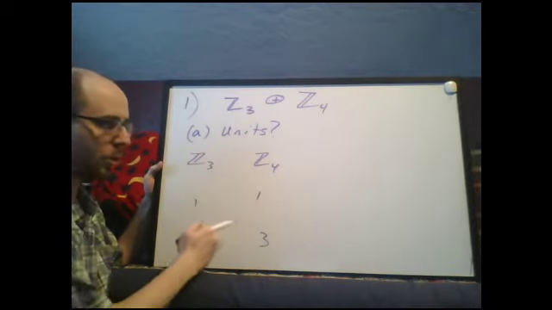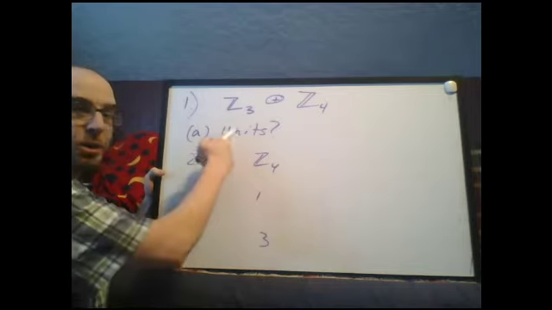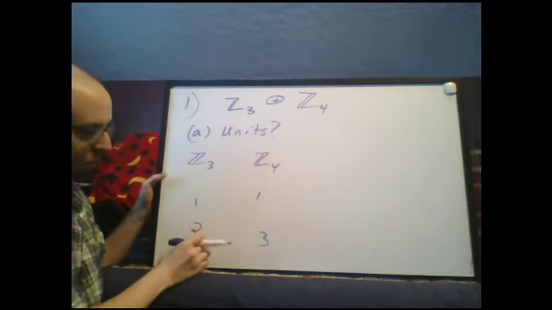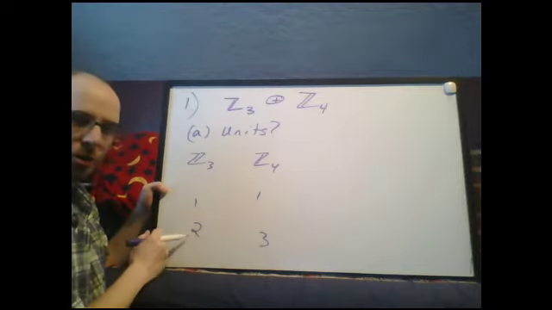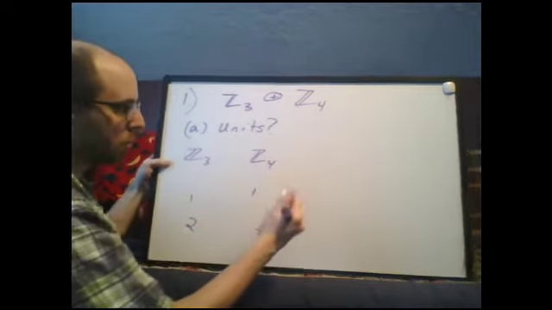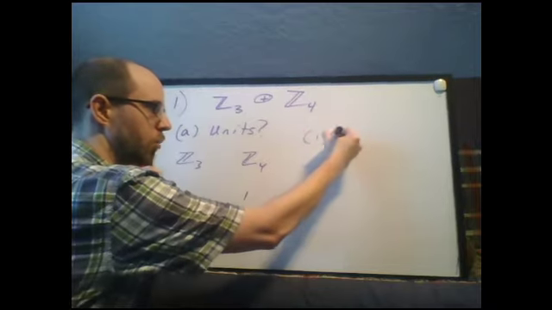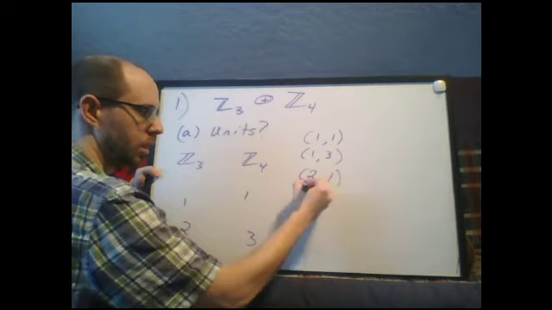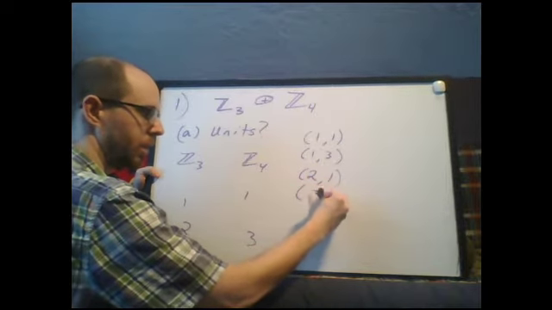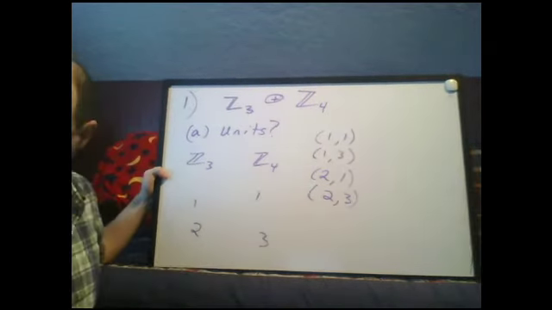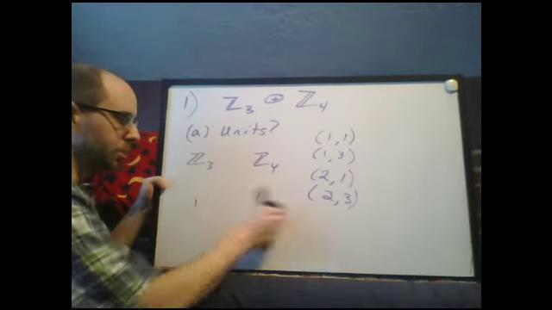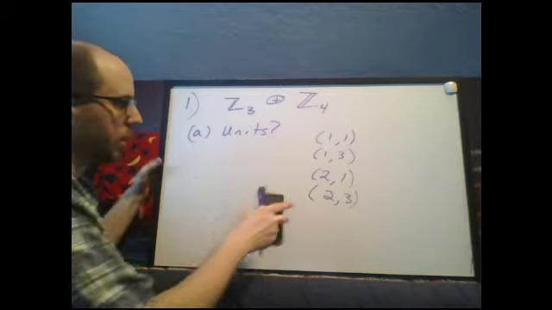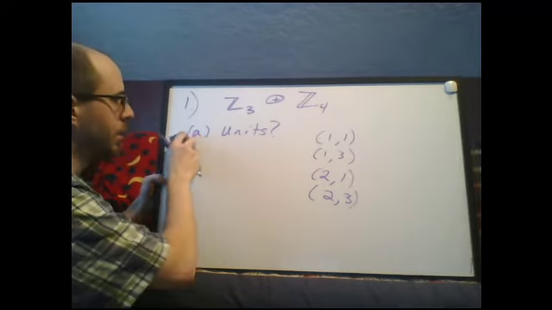That means in my second coordinate I have to have a 1 or a 3. So my units in the direct sum are all the possible pairs where the first coordinate comes from 1 or 2, the second coordinate is 1 or 3. So if I list them, we've got (1,1), (1,3), (2,1), and (2,3). Any of these four pairs has a multiplicative inverse. All right, so those are the units.